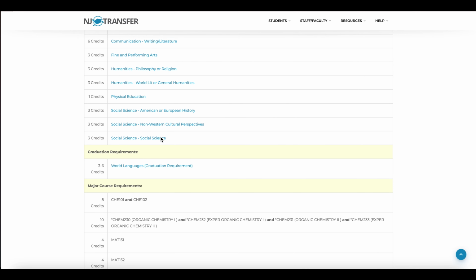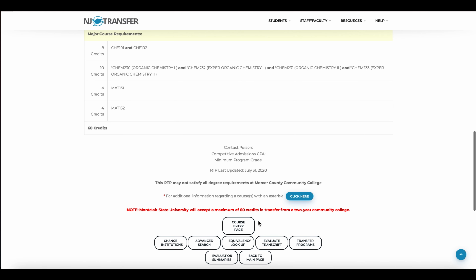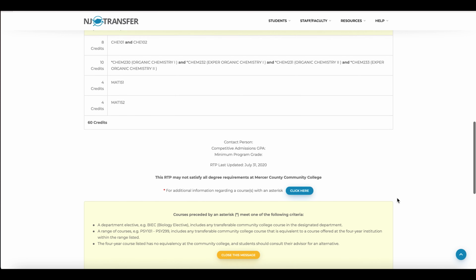Under the Major Requirements section, you'll notice the courses listed are using the Mercer course ID. This means that Mercer offers a course that is equivalent to the Montclair course. If Mercer doesn't have an equivalent course, the Montclair course ID will be listed with an asterisk. You can click below, right here, for more information about courses that have asterisks.